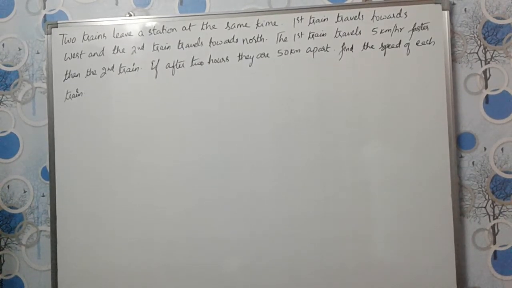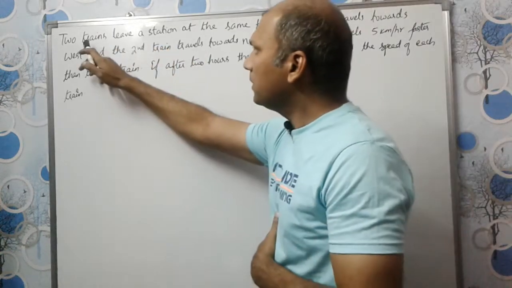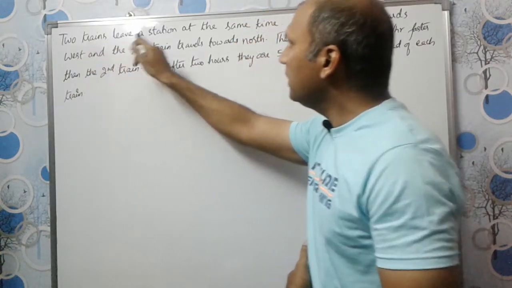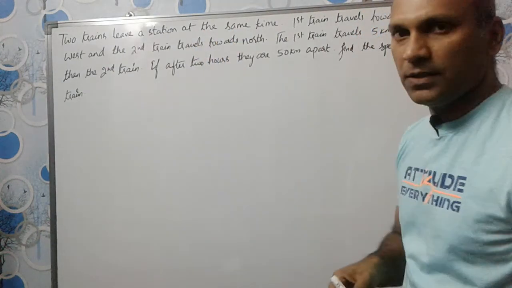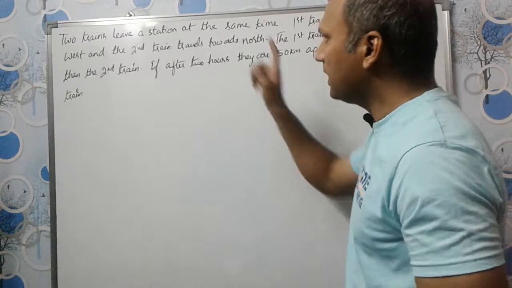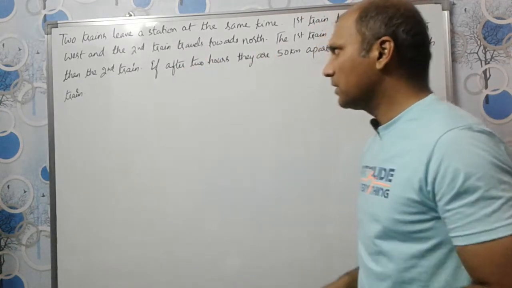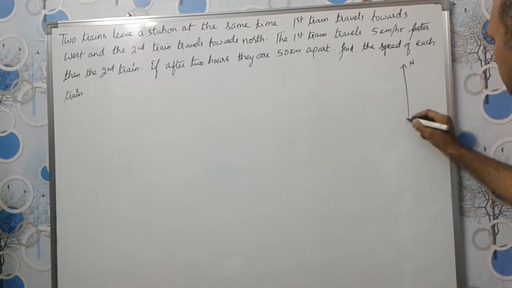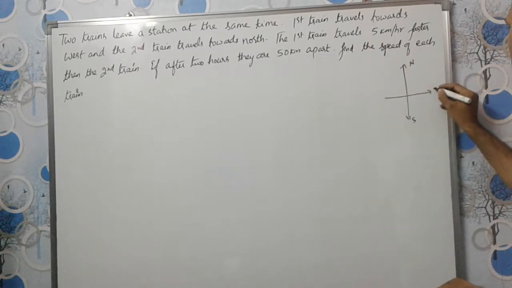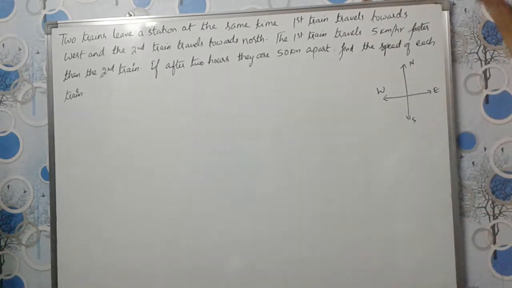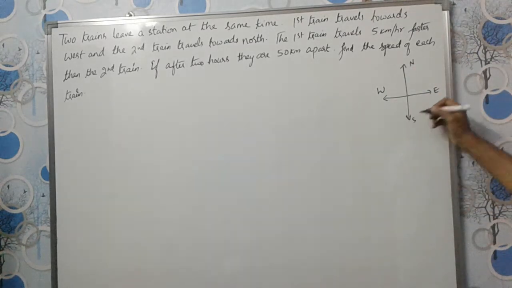Alright, in this, we are going to solve this problem from quadratic equations. Two trains leave a station at the same time. First train travels towards west and the second train travels towards north. Okay, so first let me draw the directions: north, south, east, and this is west.